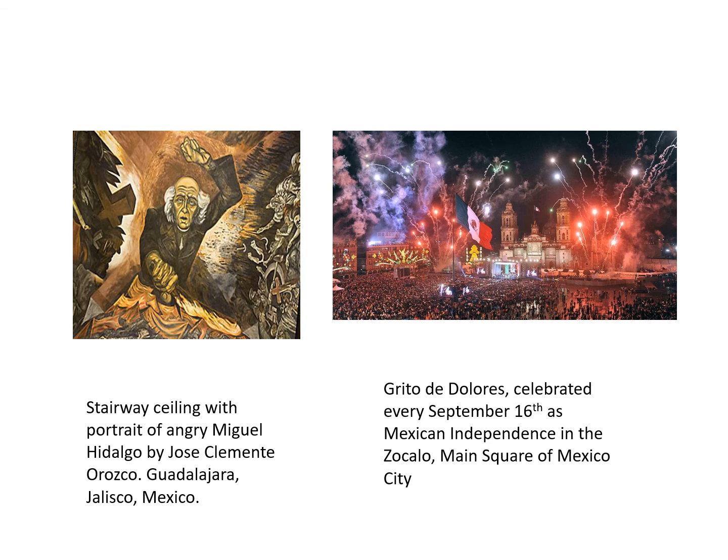You see here a depiction of Hidalgo by the very famous muralist José Clemente Orozco. This is a later depiction in the 20th century of Miguel Hidalgo and what is now known as the Grito de Dolores, or the Cry of Dolores. This Grito de Dolores is also celebrated as Mexican Independence Day every year. The image on the right is of Mexico City and the Zócalo, or the main square, where the president comes out every year on the 16th of September to reenact this cry for independence.